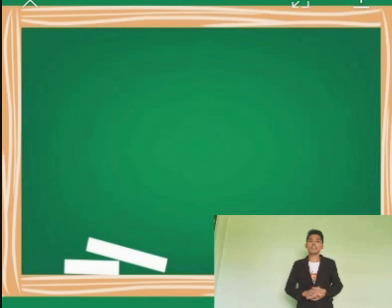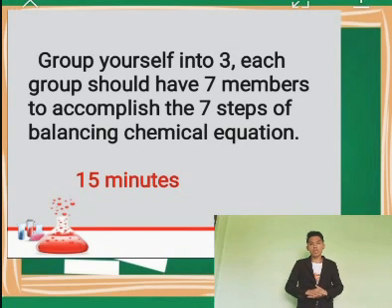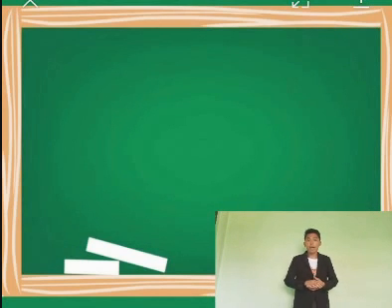None. So now let's proceed to our next activity. Group yourselves into 3, and each group should have 7 members to accomplish the 7 steps of balancing chemical equations. Each group must perform in front of the class the steps of balancing chemical equations. I will give you 15 minutes to present your output.